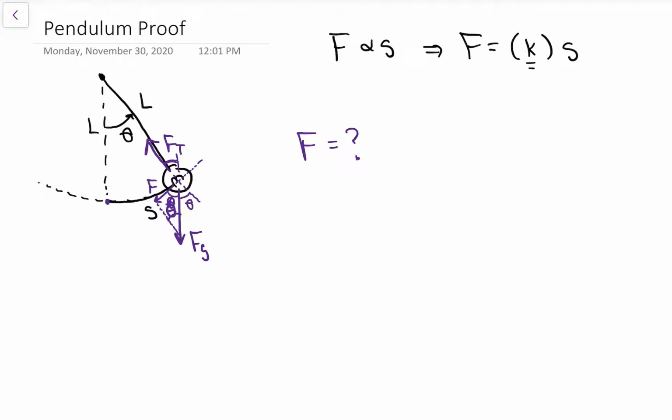Theta is this angle at the bottom of the triangle. That means that my restoring force is opposite that angle. It's gravity multiplied by the sine of the angle. We know that gravity is mg, so the restoring force is mg sine theta.